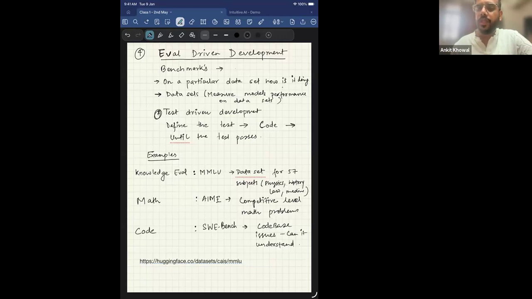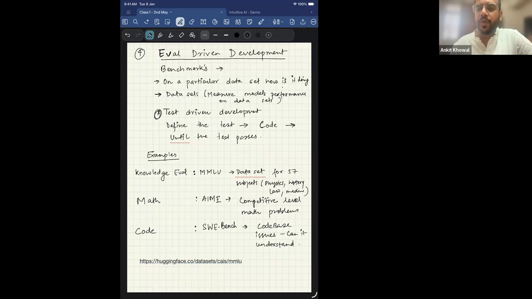Because the constraint over here is that the model can give you answers based on anything, right? You ask it a coding question, it can answer. You ask it a life science question, it can answer. You ask it a law based question, it can answer. So how do you actually measure whether it's giving the right answer or the wrong answer?